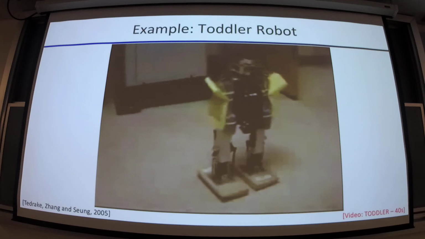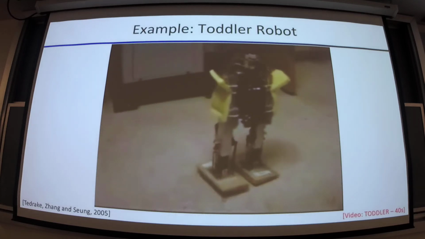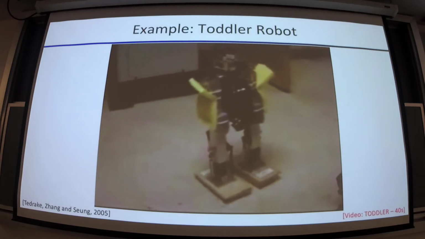So this is a toddler robot. The idea here is that they made this robot that kind of had curved feet that was able to kind of rock back and forth, which is what toddlers do a lot. Anyway, and so they wanted to make this thing walk. So this is kind of the general motion of how it would work.